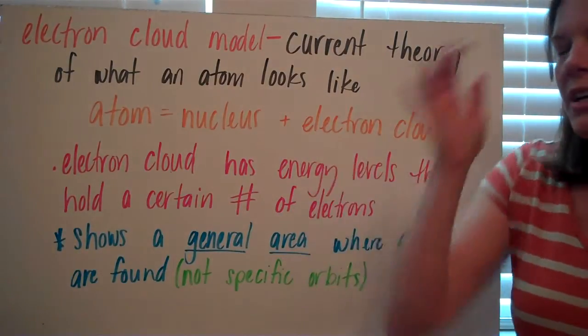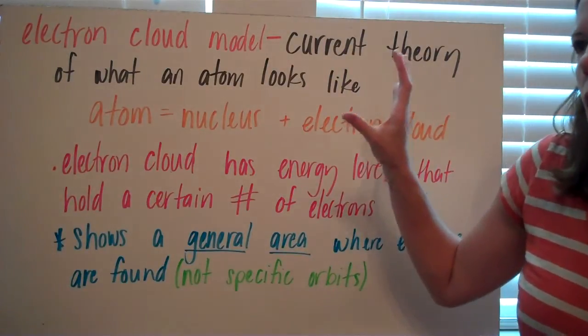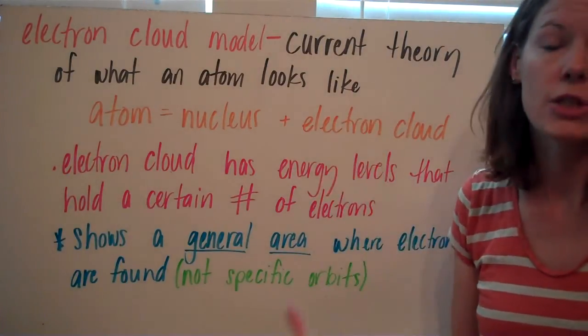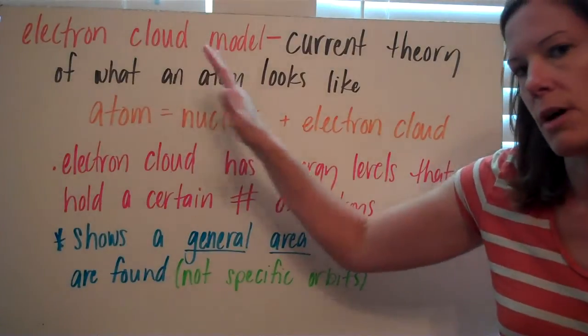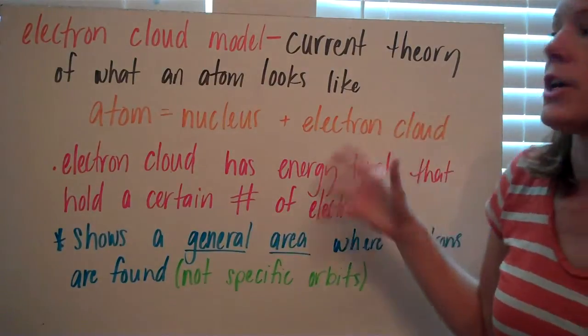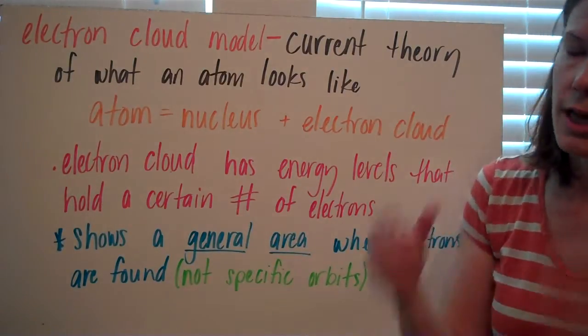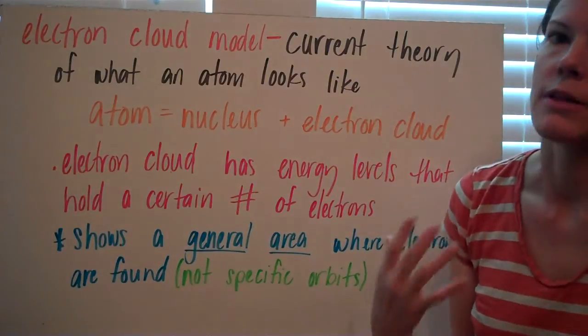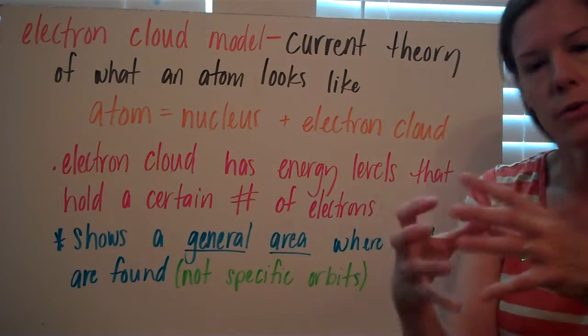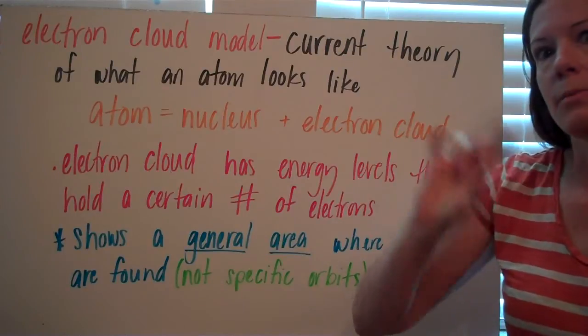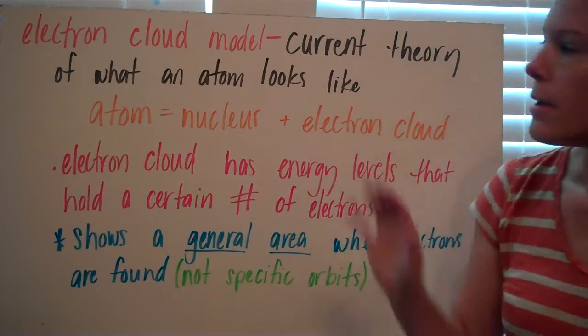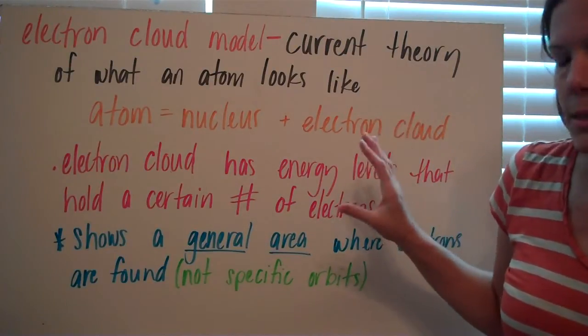So an atom, the way that we think it looks, is what's called the electron cloud model right now. That's the current theory of what we think that it actually looks like. For a long time, people thought that it kind of looked like the solar system, where the nucleus would be the sun and the planets orbiting would be the electrons. But we don't think that's the way it is anymore.